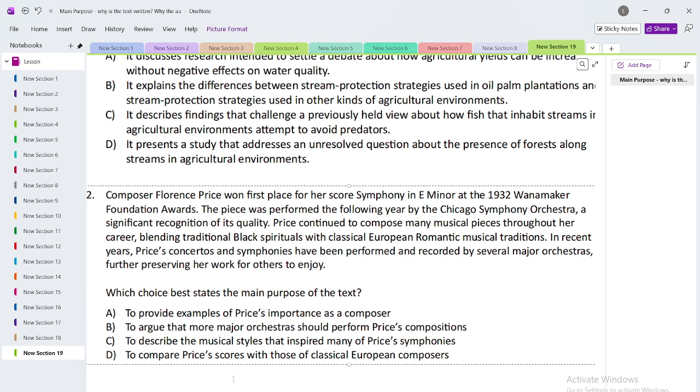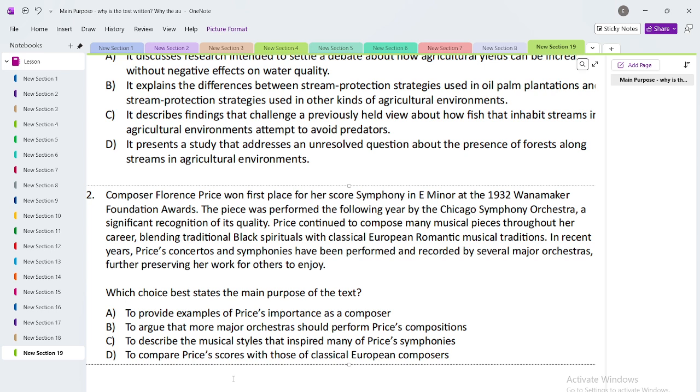So this woman won an award for her piece, right? And then that piece was performed the next year by another group. Price continued to compose many musical pieces throughout her career, blending traditional black spirituals with classical European romantic musical traditions. So she continued to create more and more pieces, and blending is like mixing two different types of musical traditions.